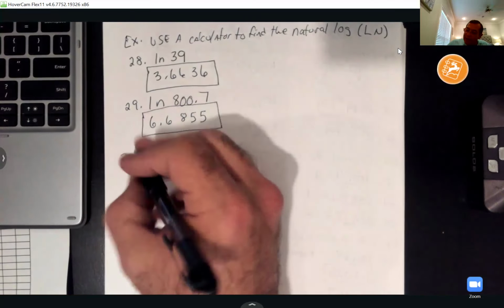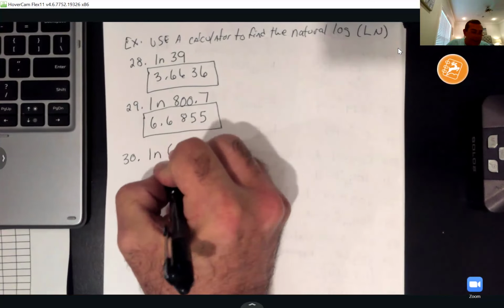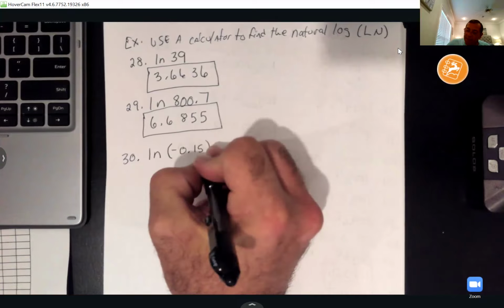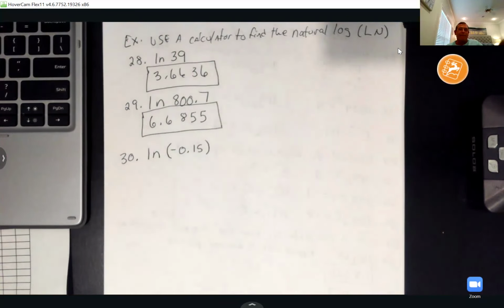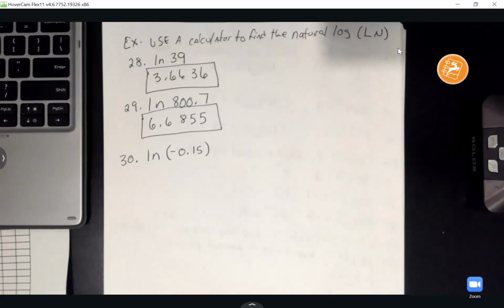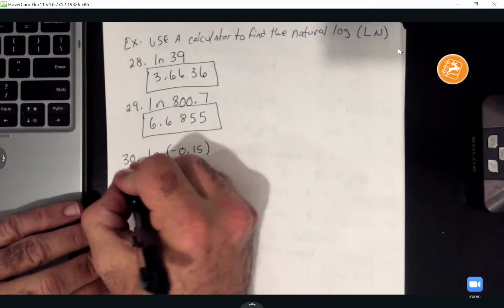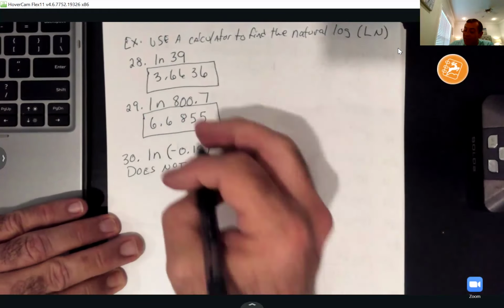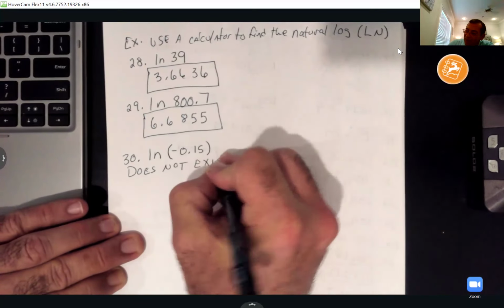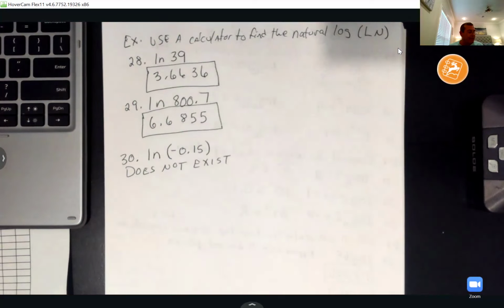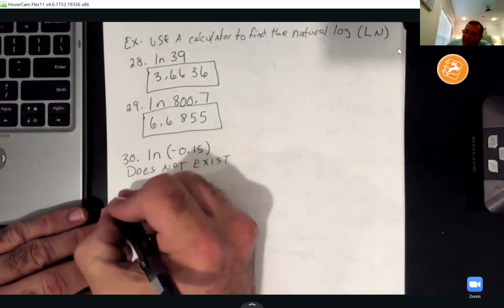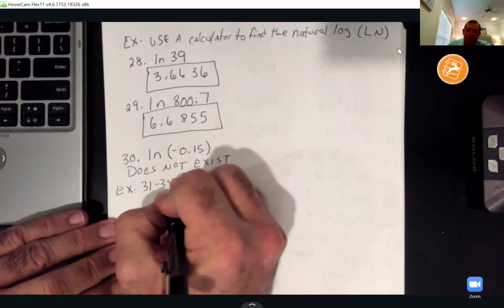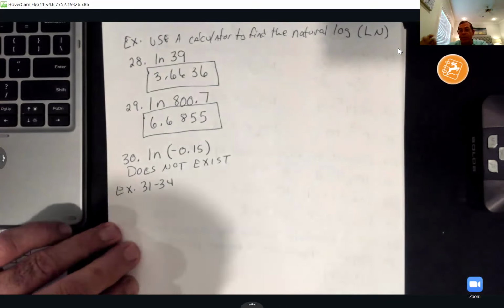All right, here's one. This one shouldn't take you too long. LN negative 0.15. Does not exist. Oh, does not exist. Good job. But I'm trying to take the LN of a negative number again, okay? All right, so these next few, so for 31 to 34, they say use the change of base.